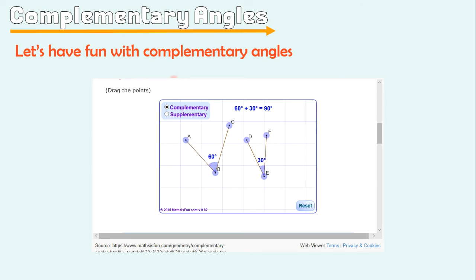So it's 60. The complement of 60 is 30. 60 plus 30 equals 90. Let's change this angle. So I will make it about 75 degrees. Again, 75 plus 15 equals 90 degrees.